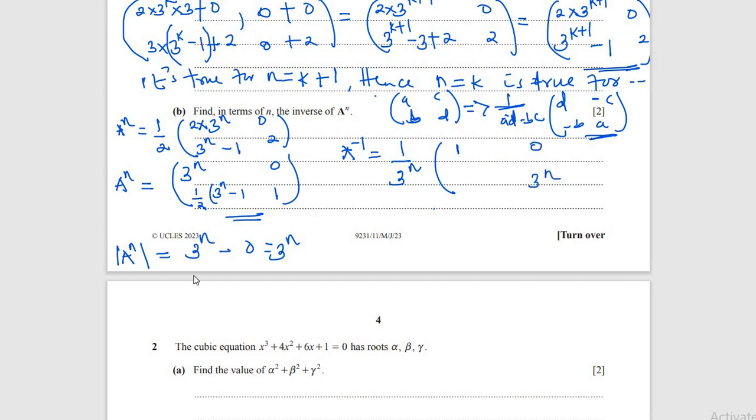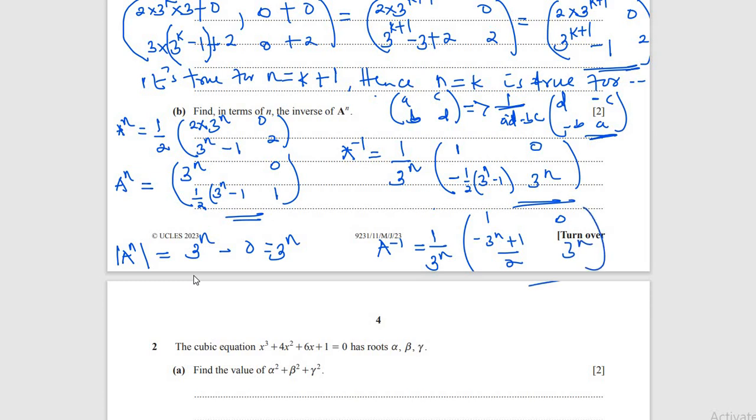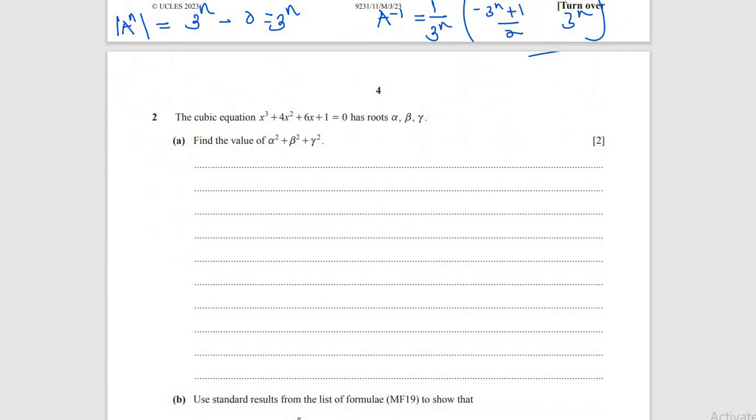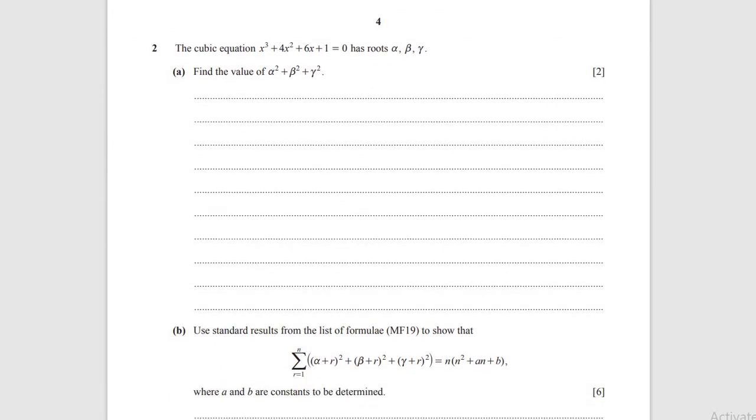This is 0, negative 0 is 0, and negative of this, 3 raised to the power n minus 1. So you can leave your answer like this, or you can also leave it like this: 1 over 3 raised to the power n, 1, 3 raised to the power n minus 1, the minus is outside, that will be minus 3 raised to the power n plus 1 divided by 2, 0, 3 raised to the power n. Or you can leave your answer in this form. That's it. Number 2 question.